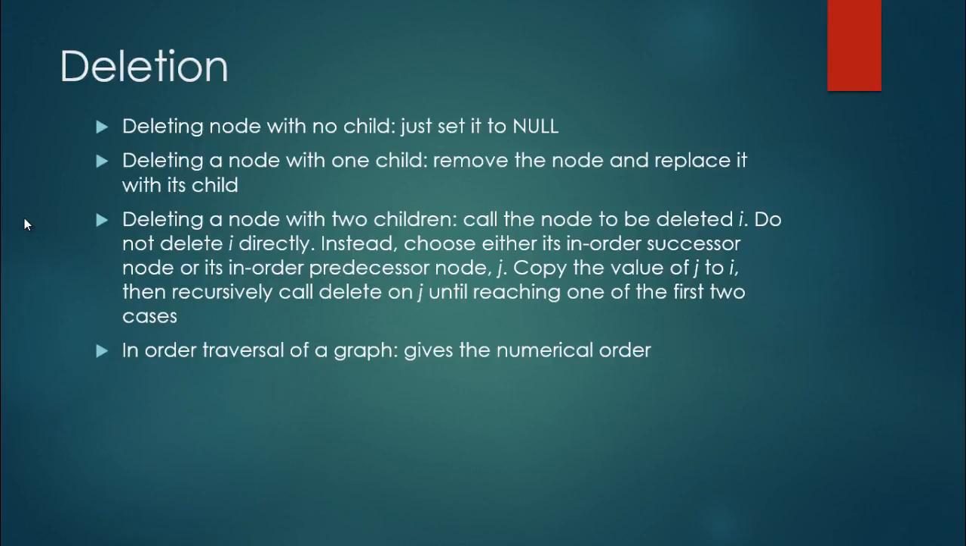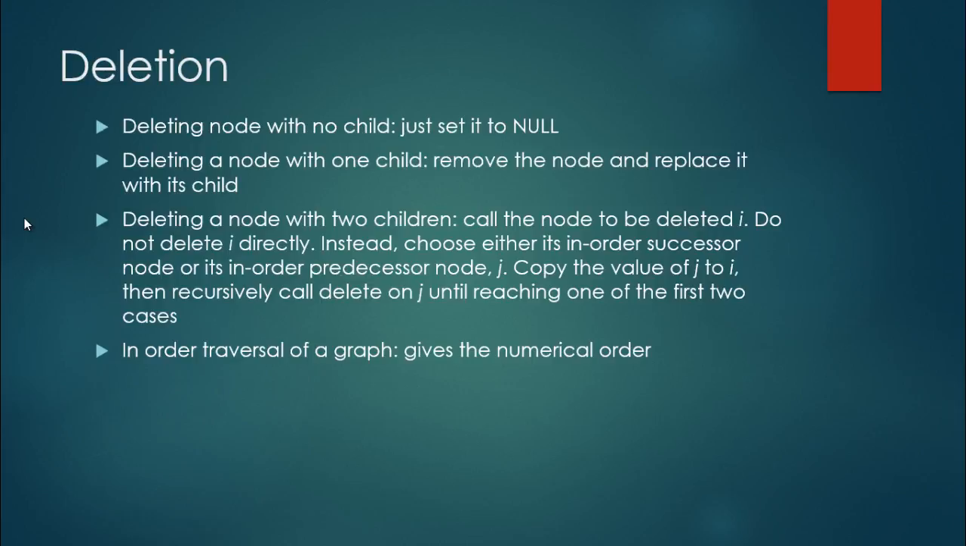By the way, all of these operations we will see in illustrations, so it will be clear. Here in the theoretical section I just want to say a few words about it. Deleting a node with one child, we just have to remove the node and replace it with its child. Deleting a node with two children is a bit more complex. We call the node to be deleted i, and do not delete i directly. Instead, choose either its in-order successor node or its in-order predecessor node j. Copy the value of j to i, then recursively call delete on j until reaching one of the first two cases. What are these cases? When it becomes a leaf node, and if it's a leaf node, we just have to set it to null.